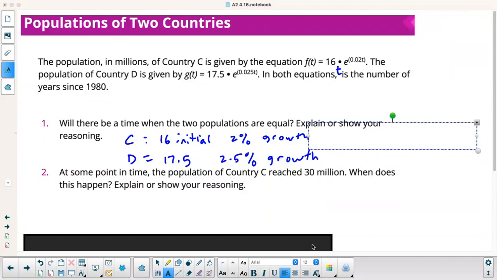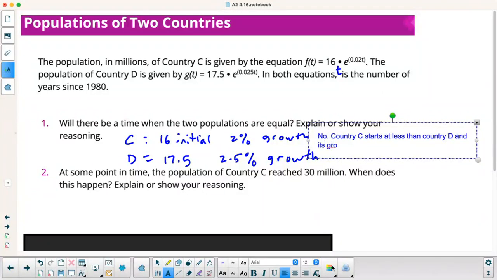So what I would say here is: no, country C starts at less than country D, and its growth rate is also less than country D, so it will never catch up. Okay.